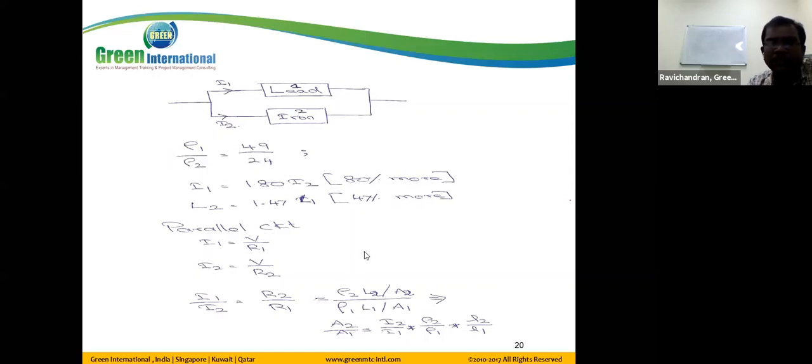Apart from this, in the drawing, he mentioned that the lead wire and iron wire are connected in parallel combination. So in parallel, voltage is the same. So I1 is equal to V by R1, because the resistance of lead wire 1 I take as R1. Resistance of iron 2 I take as R2. So I1 is equal to V by R1, I2 is equal to V by R2.